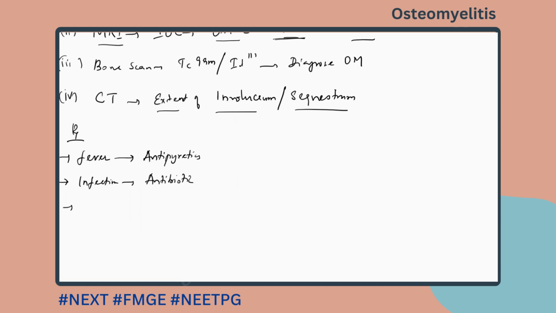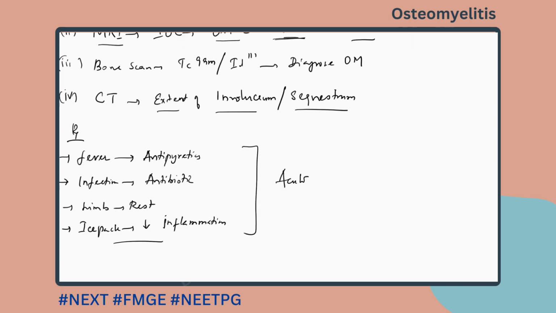The limb has to be rested because movement will cause pain. So you can give rest to the limb. You can give ice packs to reduce the inflammation. So these are the various treatment modalities in acute osteomyelitis. These are the treatment modalities we follow.